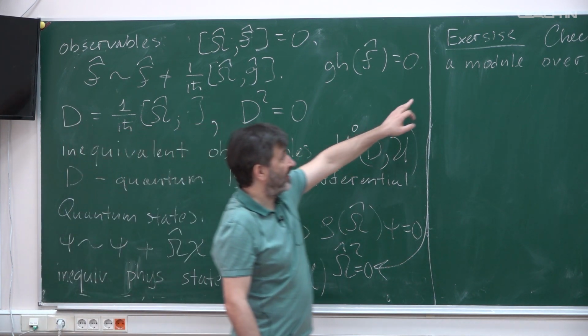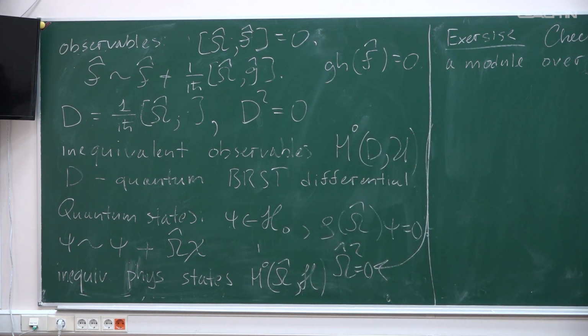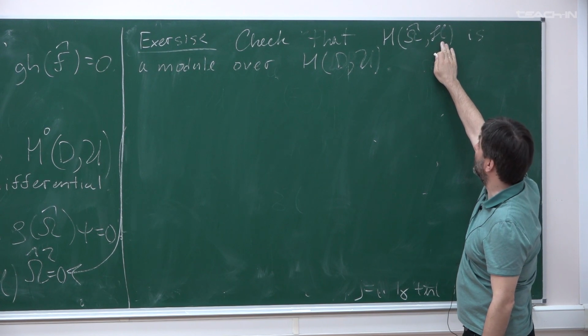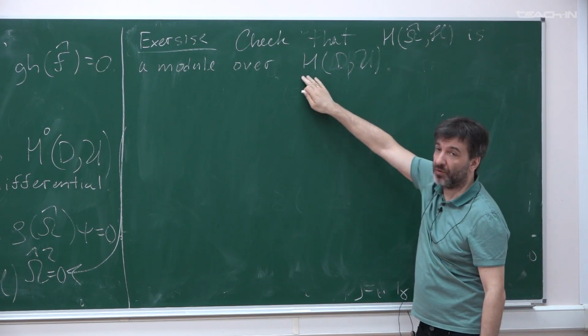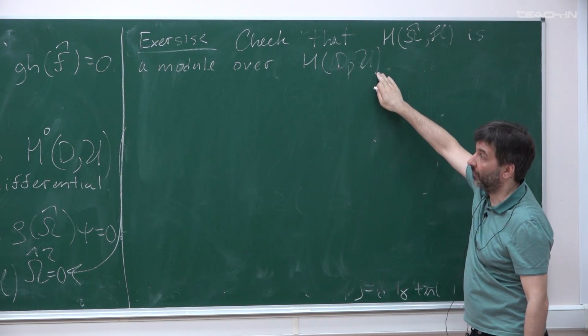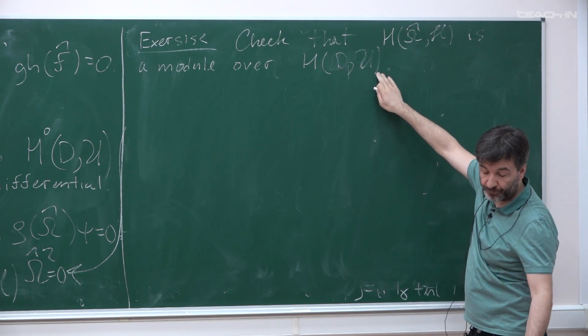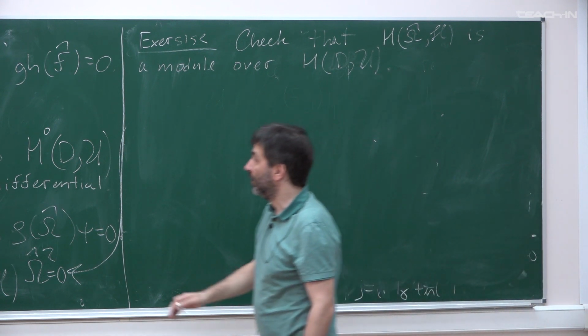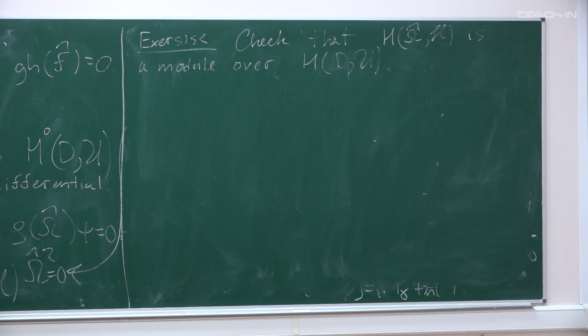But a more general statement holds that cohomology in all degrees in the representation space is a module over cohomology of D in our operator algebra U. Okay, very good.